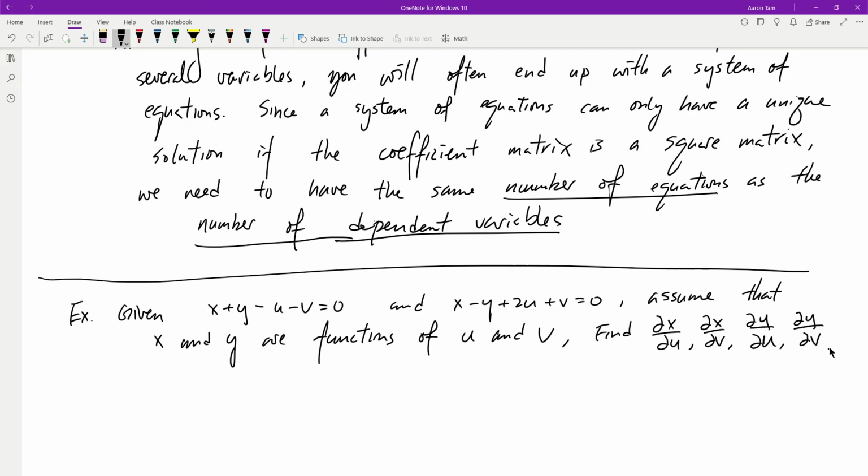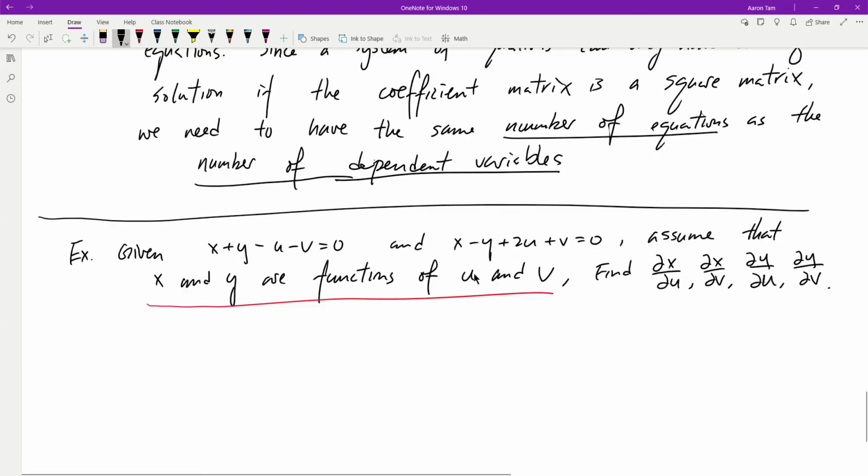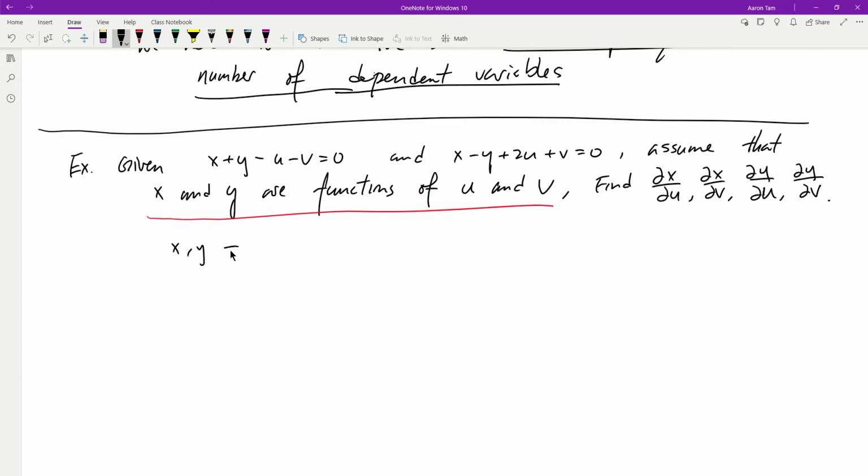Now, first let's understand what it means. So when I say x and y are functions of u and v, what does that imply is the following. It implies that in this scenario right here, x and y, they are our dependent variables. There are two of them. And u and v, they are our independent variables. Because we have two dependent variables, we have to have two separate equations that define the relationship. Otherwise, we'll not be able to properly figure out what's going on.